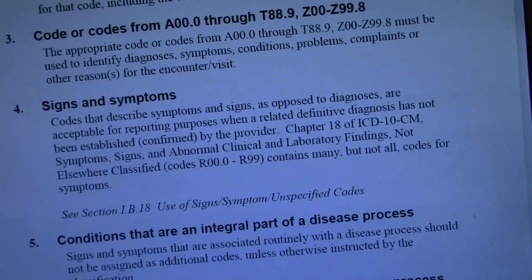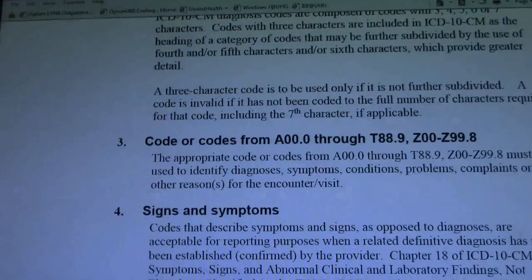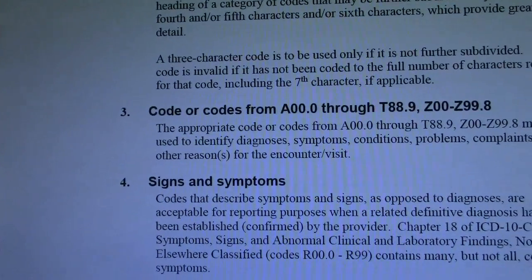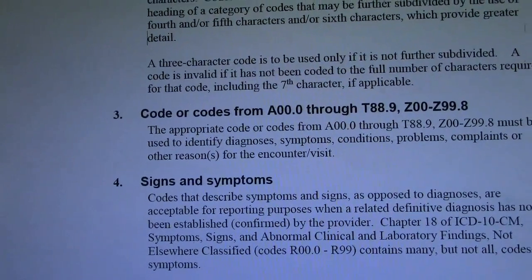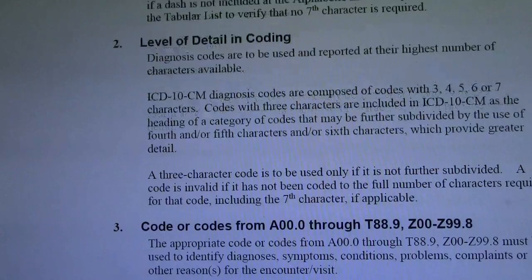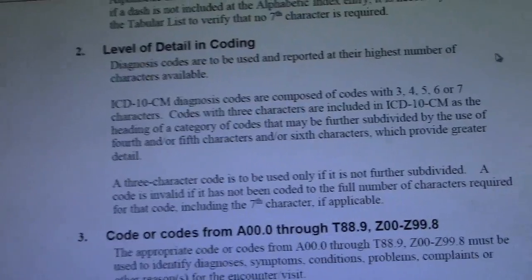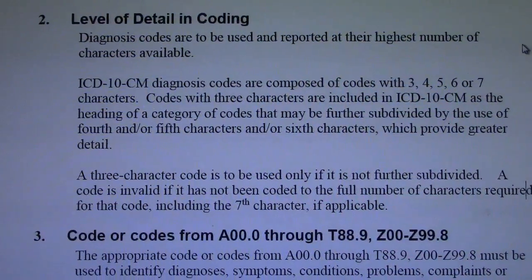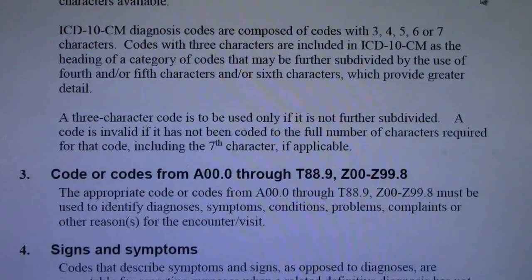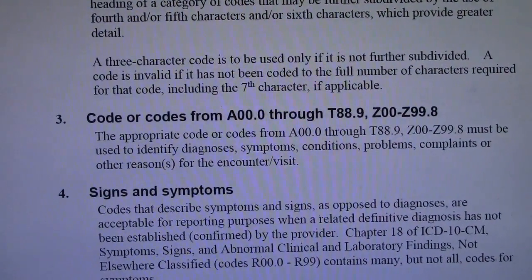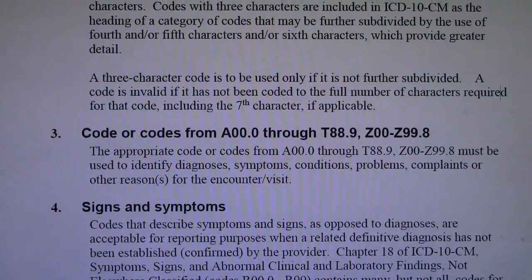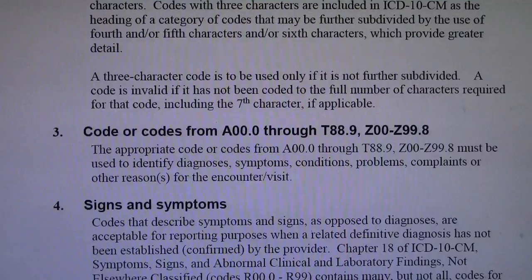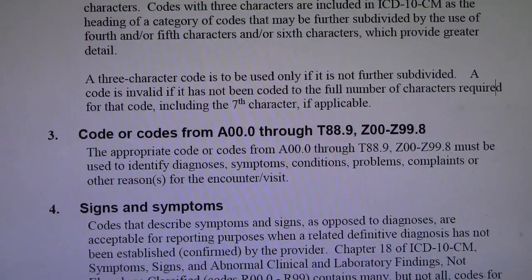Okay? So going back to our rules again, our coding guidelines, where it told us to be as precise as we could with our level of detail of coding. When it expands, our codes have to expand to meet them. Going down to number 3 says code or codes from A00.0 through T88.9 and then Z00 through Z99.8.